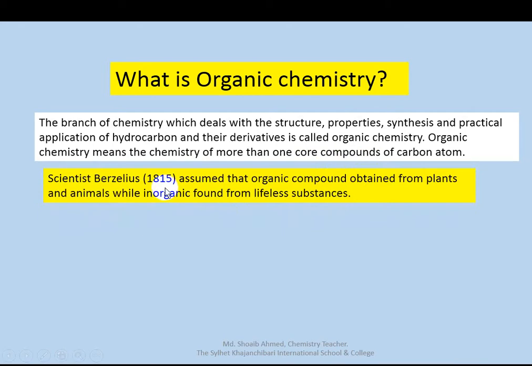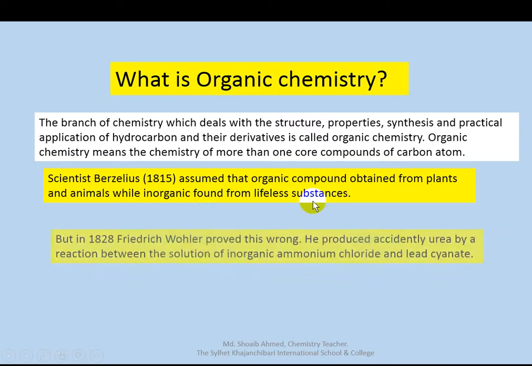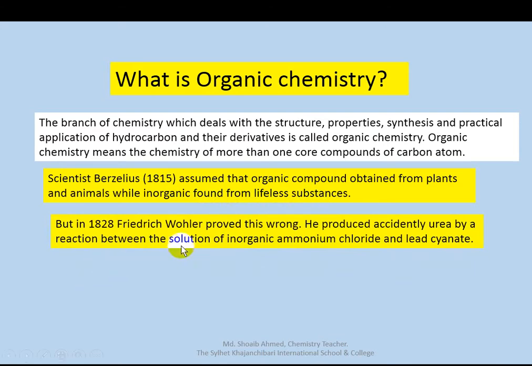Scientist Berzelius in 1815 assumed that organic compounds are obtained from plants and animals, while inorganic compounds are found from lifeless substances. But his assumption was proved wrong by Frederick Wöhler in 1828. Berzelius said that organic compounds are found only from plants and animals, not from inorganic substances, but Wöhler proved it wrong.